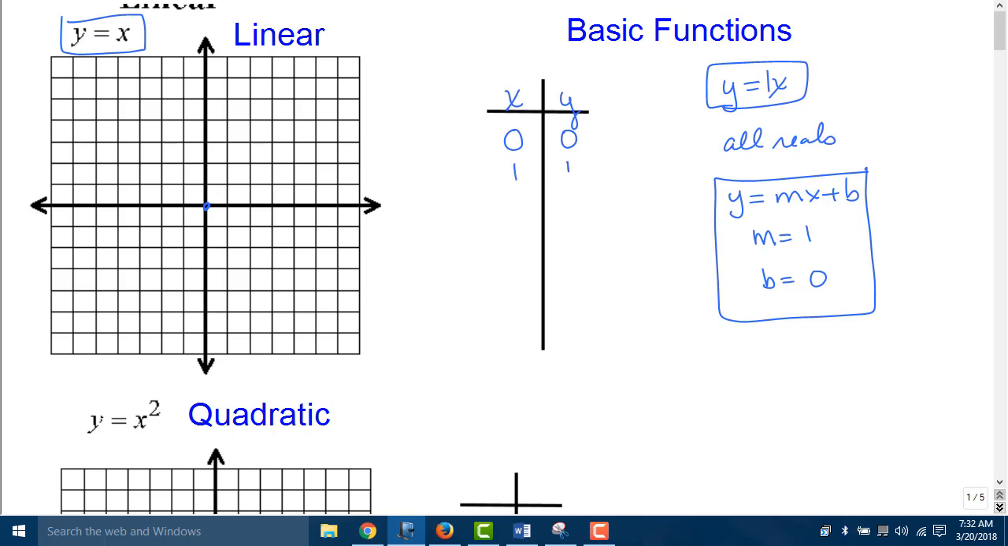So if x is 1, y is 1. If x is negative 1, y is negative 1. And again, we could continue this process forever because, of course, the domain is all real numbers. So this should be a line, of course, with a slope of 1. And that's our basic linear function. But before I go to the next graph, I want you to keep in mind those 2 points. You'll see in a minute.